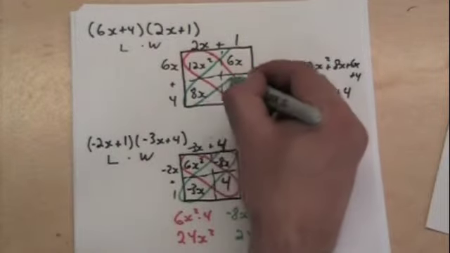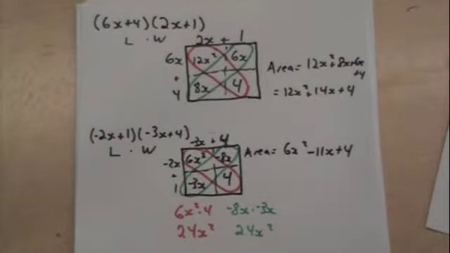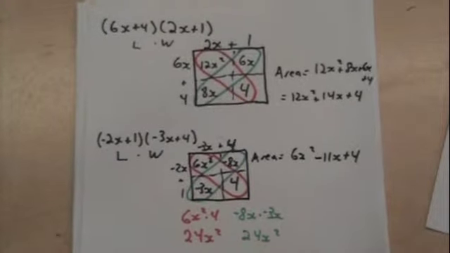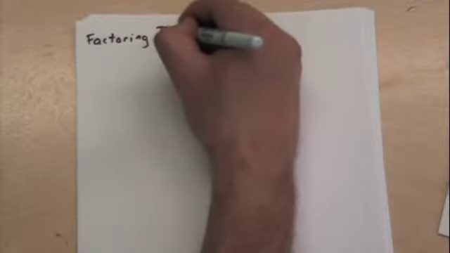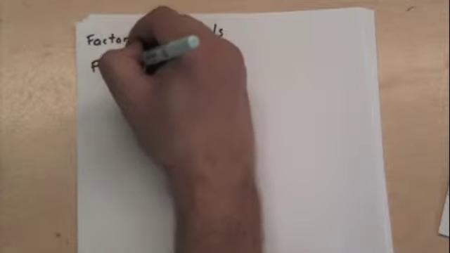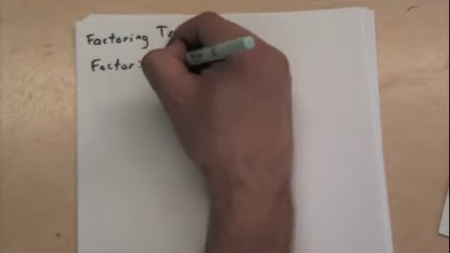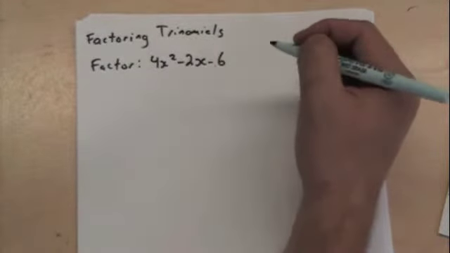And 8 times 6 is 48, so that's 48x squared as well. And we can use that when we start to learn how to factor. So let's do that now. So let's say we are trying to factor the following trinomial, right? Tri because we have 3 terms. So if we wanted to factor this trinomial here, 4x squared minus 2x minus 6.